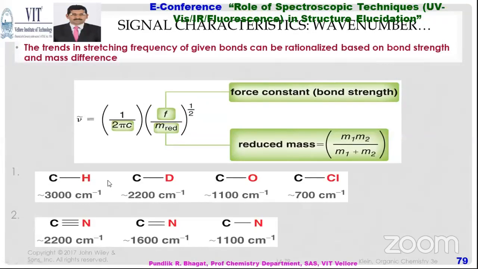So if the mass, for example, proton, here deuteron is given. Oxygen still mass is more. Chlorine still mass is more. So here you will find that if mass increases, how frequency is decreasing. Similarly, strength of bond is given.